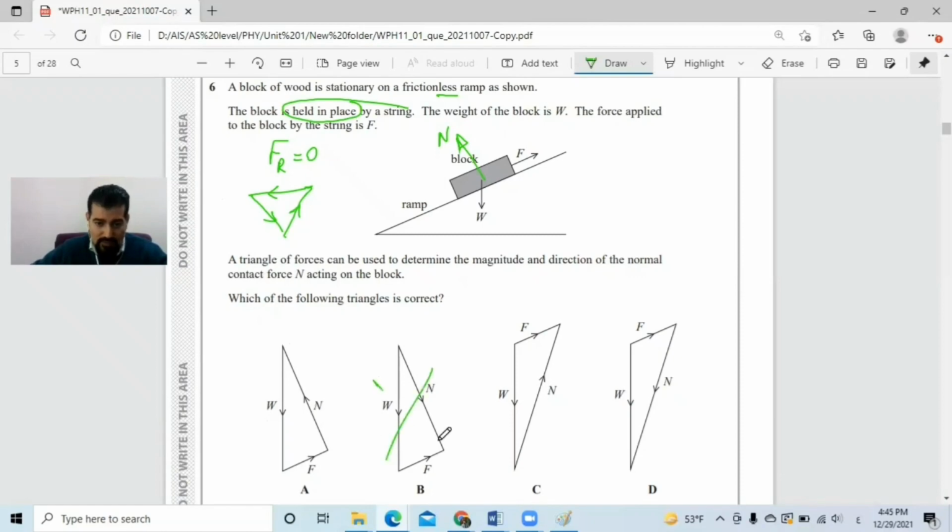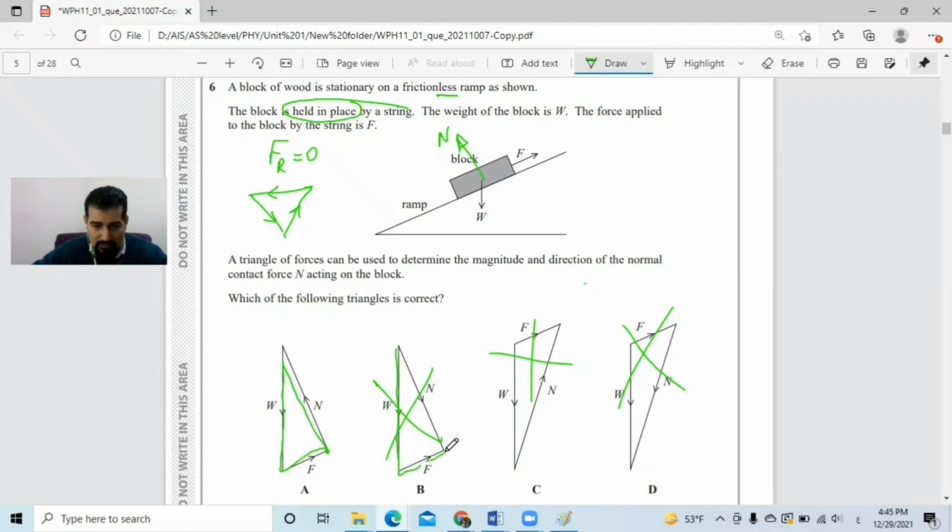Is this a closed shape? No, I remove it from our answer. Is this a closed shape? No, it's not. I remove it from my answer. Is this a closed shape? No, I remove it. So the answer is A. How did I know it's A? Because the forces start from a point and move to close at the other point. Here it's not.